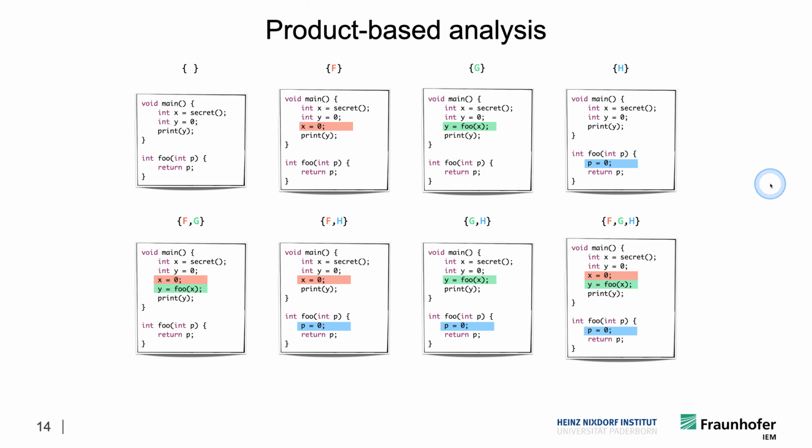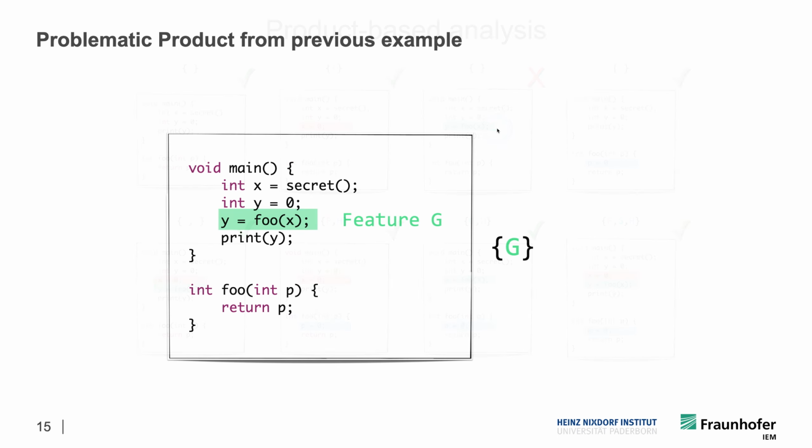So not good. But every single one of these code bases is now a regular C code base, right? So now we have the guarantee that all of these ifdefs have been removed. And now we can use a regular off-the-shelf analysis for C programs to find data leaks in the software. When you run this, you will find that it actually detects the data leak for this variant, right? So when only G is enabled, as you see here, then we have a data leak, because x is actually being assigned the secret value. Then this is being forwarded to foo, and foo is the identity function, and that forwards this to y.